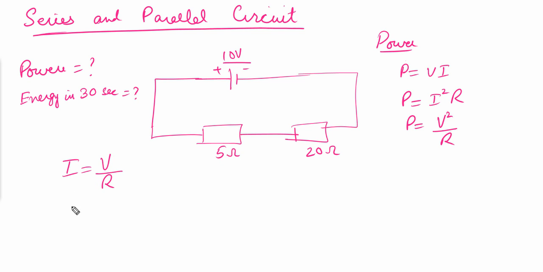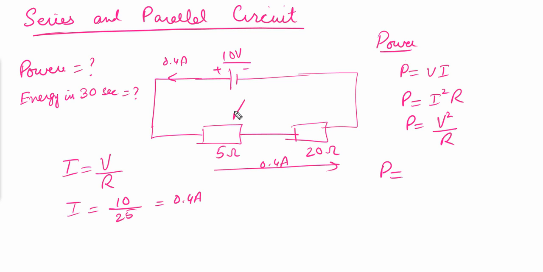So I'll find out the current as equal to 10 divided by 25. From here I'll get the current that will be equal to 0.4 amperes. So 0.4 ampere is the current that is being passed through this circuit, and the same amount of current is being passed through both the resistors. Now 0.4 ampere is passing through this resistor, and 0.4 ampere is passing through this resistor. Now we have to find out the power. So power across this resistor will be equal to I square R, that will be equal to 0.4 times 0.4 times 5.